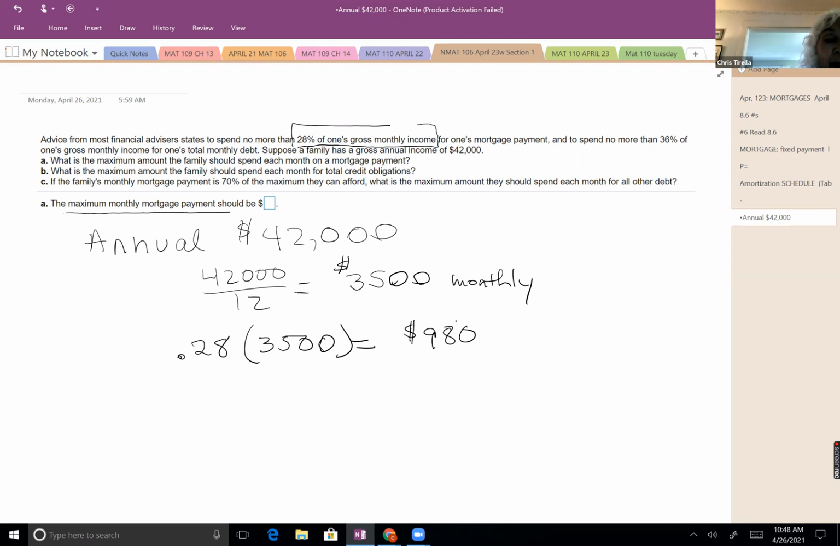Is everybody all right with that? Yes. Part B says, what's the maximum they should spend for total debt? Total debt is 36% of their monthly income. So I'm going to take that 0.36 and multiply it by that 3,500. And so the most that they should owe in any given month is $1,260.